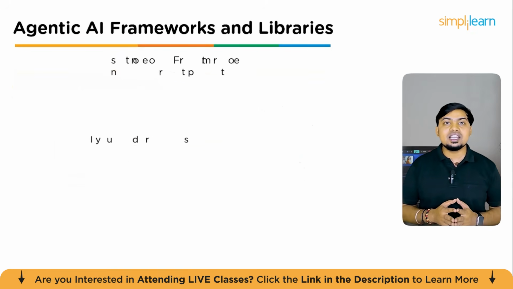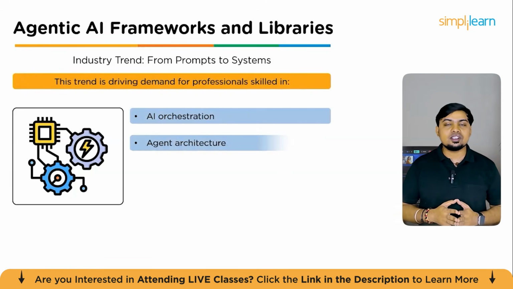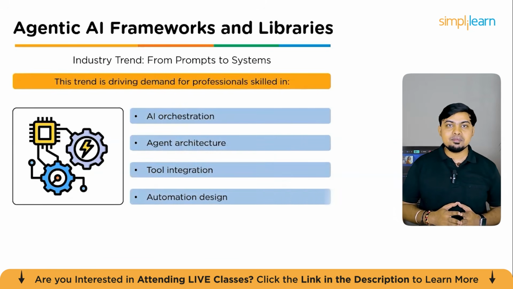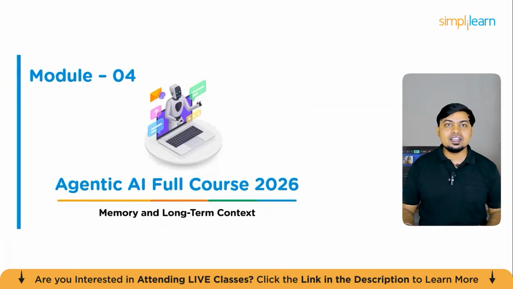Now, let's go through industry trends. From prompts to systems, the industry is shifting from prompt engineering to system engineering. Developers are increasingly designing AI systems composed of multiple components rather than a single model interaction. This trend is driving the demand for professionals skilled in AI orchestration, agent architecture, tool integration, and automation design. Next chapter, we will land into memory and long-term context. That brings us to the next chapter.